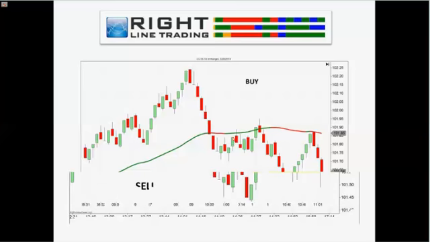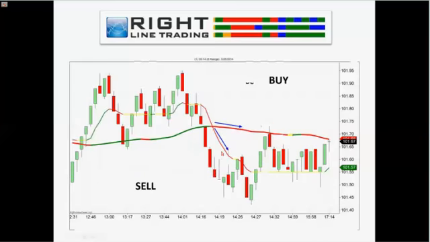Now we also use a 15-period proprietary moving average. We want to go short when we're below the 15 and below the 50, long when we're above the 15 and above the 50. That's why we have these two moving averages, red and green. And the reason I'm moving quickly is I really want to get to the platform.